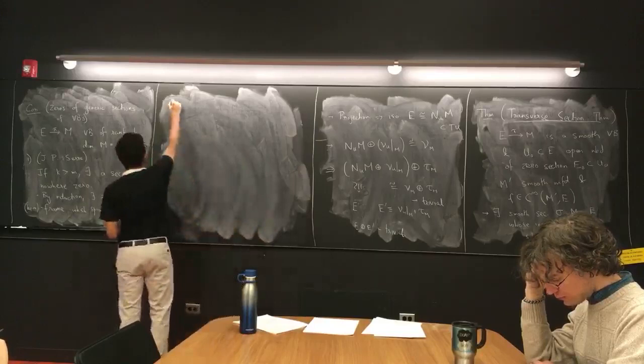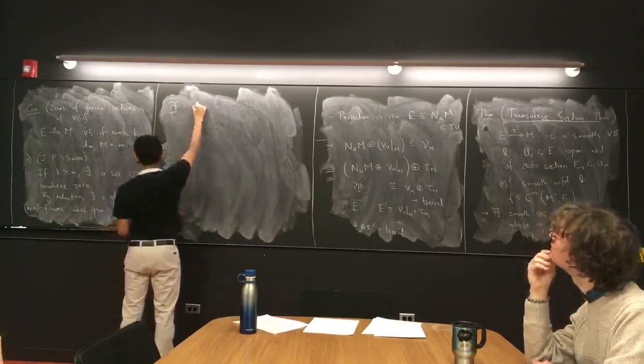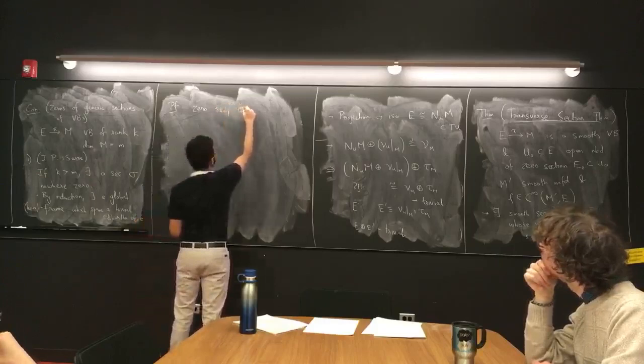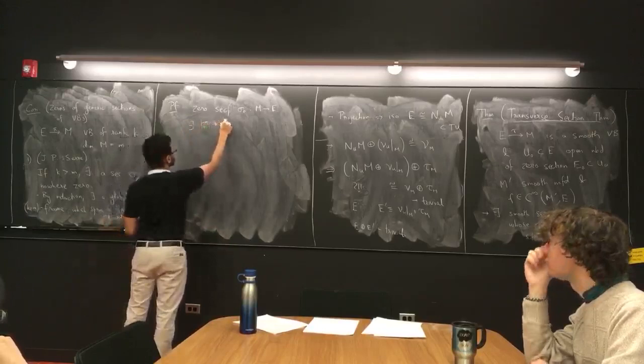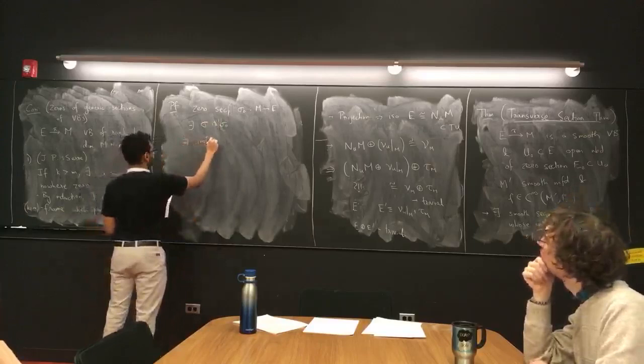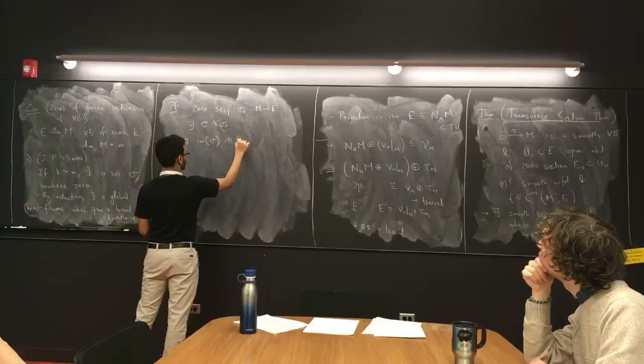The proof is pretty straightforward. Let's say the zero section is called sigma naught from M into E. By the previous theorem, there exists a sigma that is transverse to sigma naught. This implies that the image of sigma is transverse to E naught, which is the image of sigma naught.